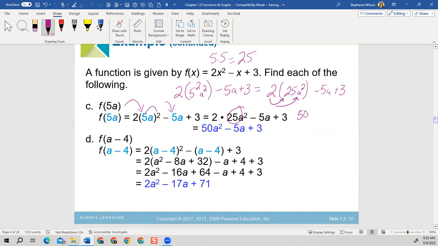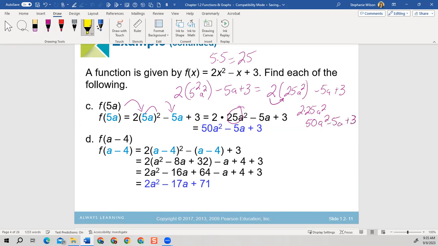They did not distribute the 2 to the a square. Oh, my apologies. I overthought this one. Yeah, this happens. So if it happens to you, please don't feel bad. Just reevaluate it. Okay, so I just had to pause for a second. I did distribute the 2 when I distributed inside that parenthesis. So it is 2 times 25 a squared, which is 50 a squared minus that 5a plus 3.